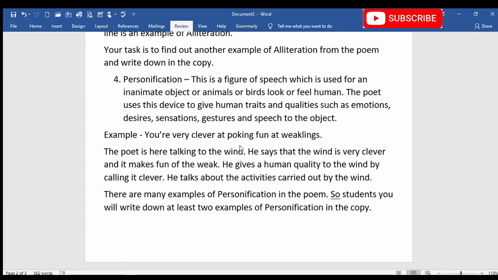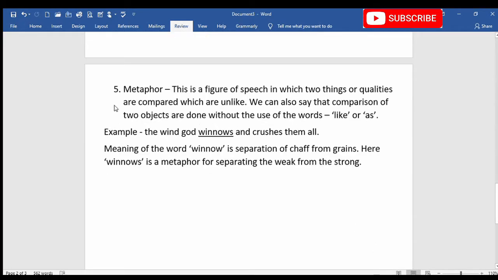The poet is here talking to the wind. He says that the wind is very clever and it makes fun of the weak. He gives a human quality to the wind by calling it clever. He talks about the activities carried out by the wind. Again, there's a task for you. There are many examples of personification in the poem, so students, you will write down at least 2 examples of personification in the copy. Now the next figure of speech is metaphor.